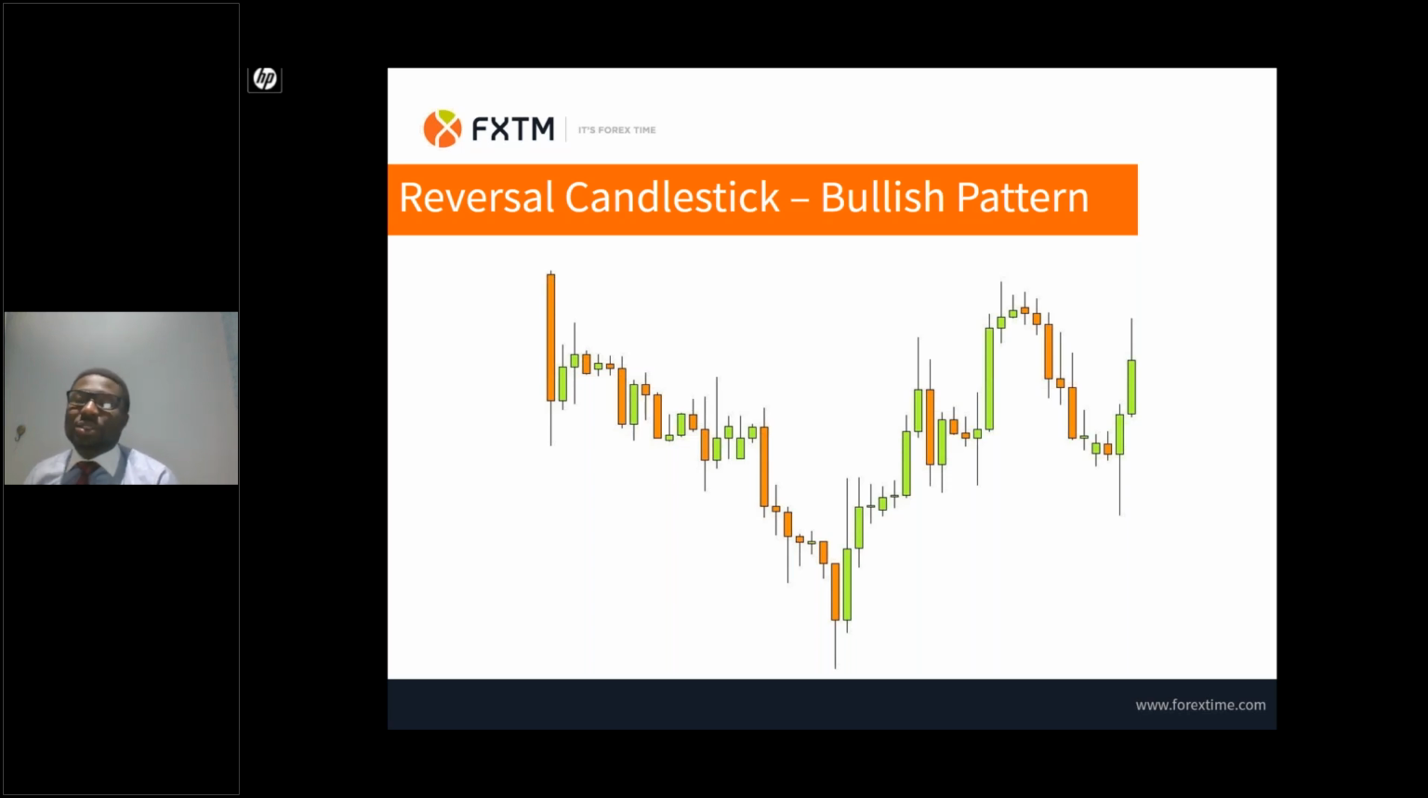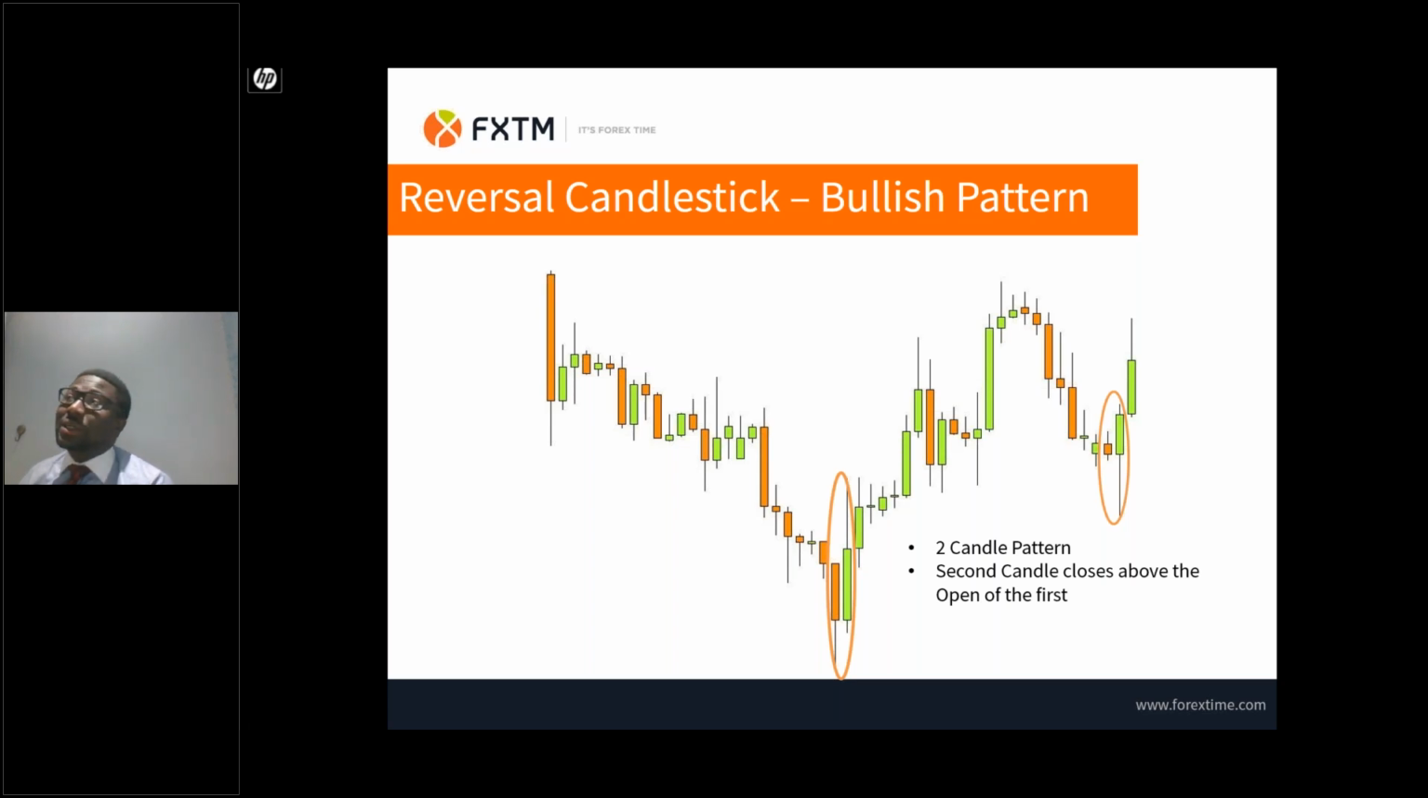So the reversal candlestick, there are two of them, the bullish pattern and the bearish pattern. So the bullish pattern, that is it, circled. We have one circle at the bottom and we have the other circle just slightly above it. The bullish pattern particularly is a 2-candle pattern where the second candle closes above the opening of the first.